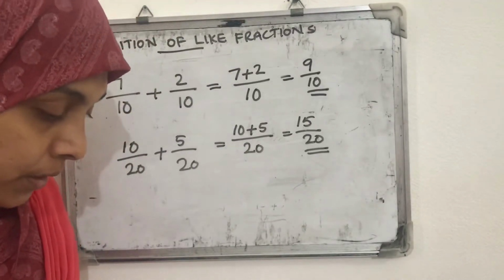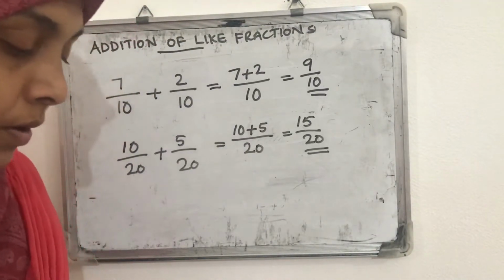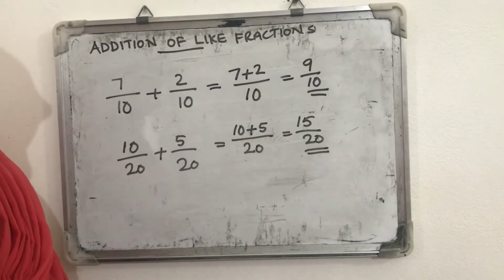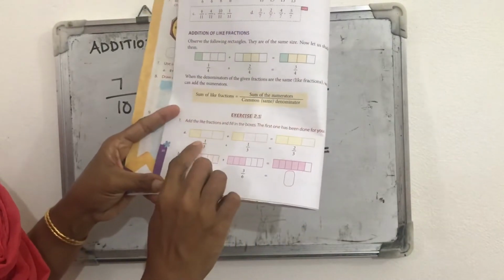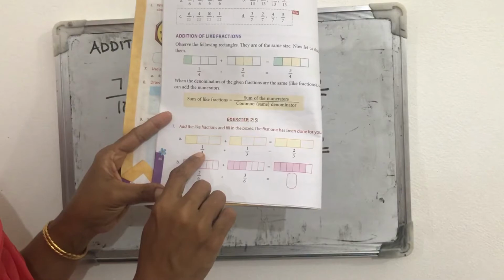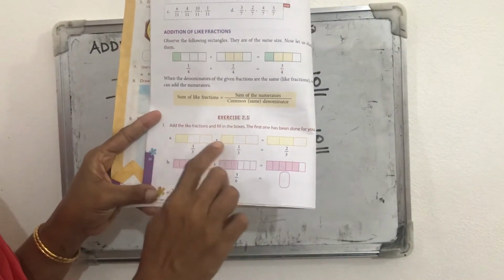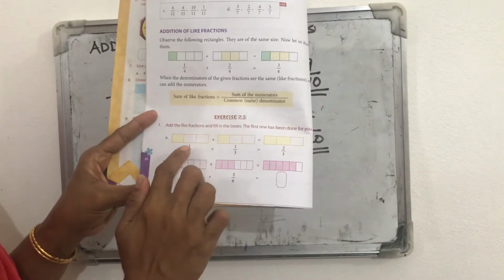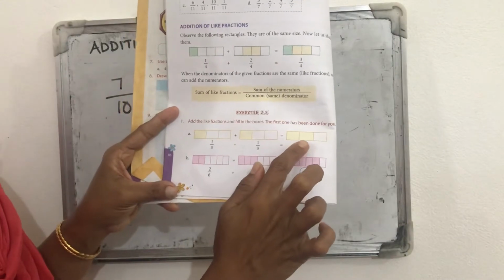Now look here, some figures are there in the textbook, adding with the figures. In the first example, look here, 1 by 3. First, one part is shaded, so the fraction of this shaded part will be 1 by 3. Then another fraction with the same 1 by 3. When we add these two columns, we get in the sum 2 by 3.